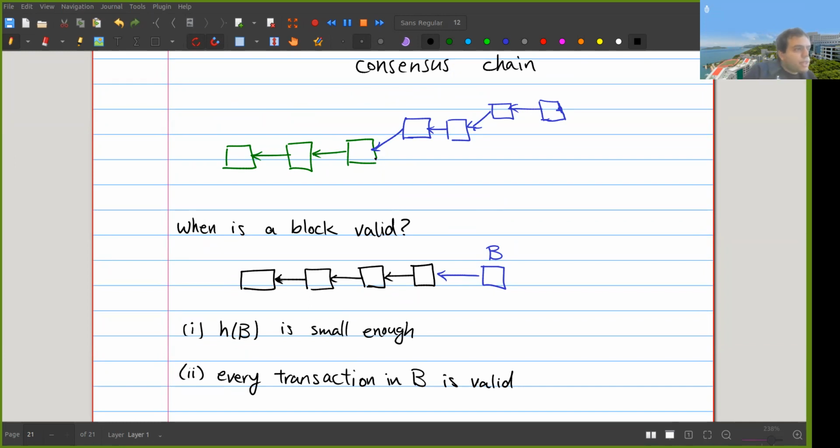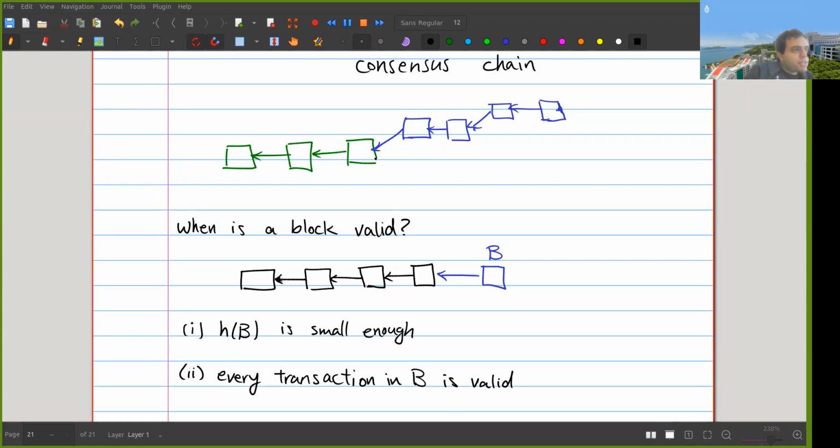Another question is, if there are no transactions, do the miners still continue mining? That's not very realistic. In practice, people are doing transactions all the time. But yeah, I guess even if there are no transactions, the miners will continue mining and will continue adding empty blocks.